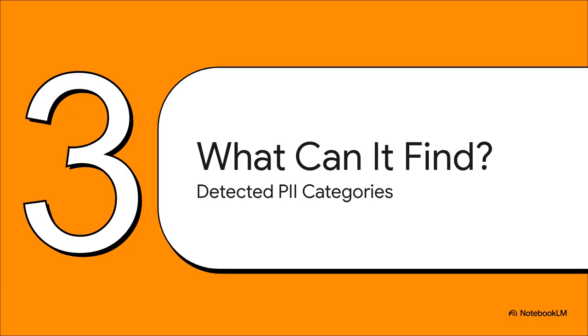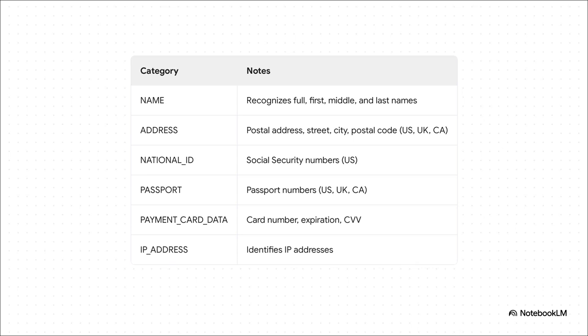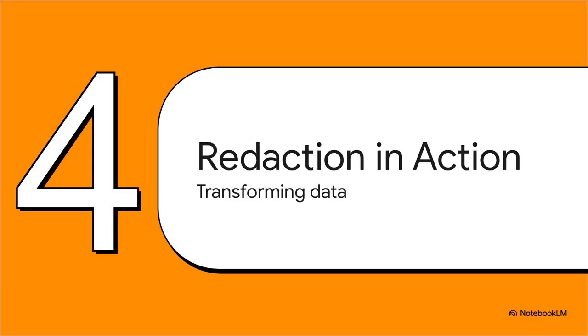So you're probably wondering, just how smart is this thing? What kind of sensitive information can it actually sniff out? Let's take a look. The range is actually pretty impressive. It's trained to recognize all the obvious stuff, like names and addresses, but also more specific things like social security numbers, passports, even payment card data. And get this, this is the really clever part. It can even handle partial matches, which means it can intelligently spot and redact just a first name all by itself.